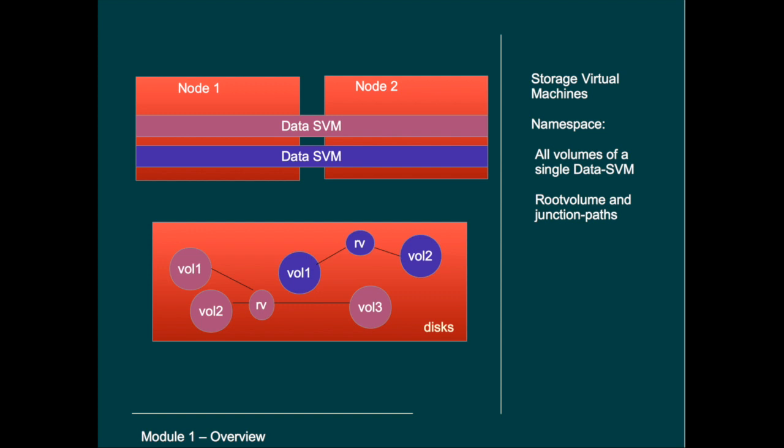In a NAS environment, the volumes will have to be mounted, otherwise they will not be accessible by clients. This root volume of a storage virtual machine should never contain data. The only thing you will find in the storage virtual machine's root volume are the junction paths of the mounted data volumes.